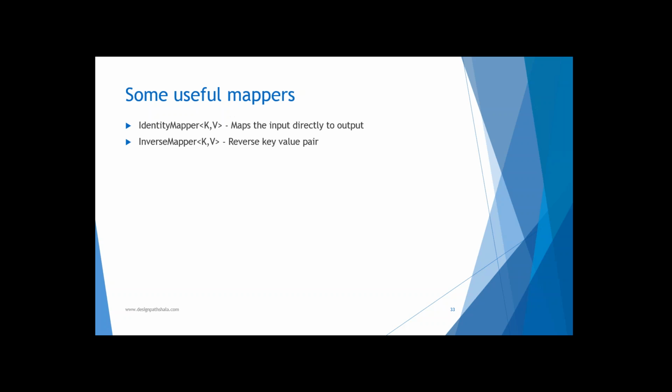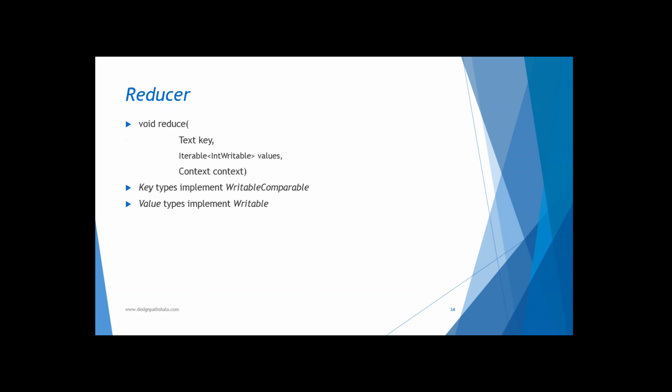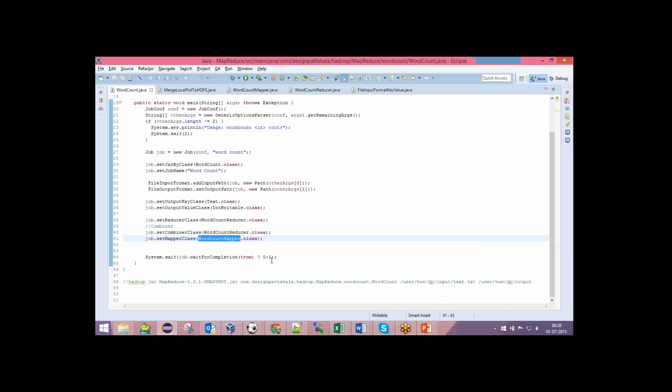Inverse mapper, as the name suggests, inverts the keys and values. So value will become key and the key will become value in the output. Regex mapper will match your expression based on the regular expression defined to this mapper and will print a match and the count. Similarly, token mapper will count the tokens. We could have used this token count mapper, right? Yeah, definitely. We can try it out.